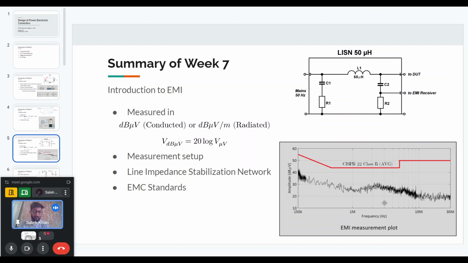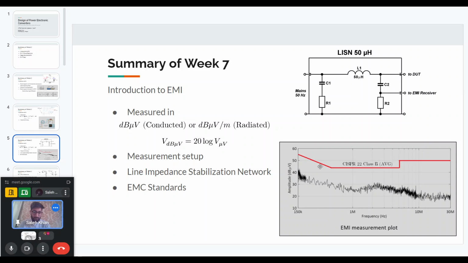It will, at different frequencies, have different amplitudes that will be measured. And then we have different standards for EMC. We want our device or converter to be compatible with regard to electromagnetic interference. These standards must be satisfied depending on where you are. They have different standards. For example, this is one standard, CISPR 22 for class B, which means residential areas, and this specifies the limit for the average measurement.